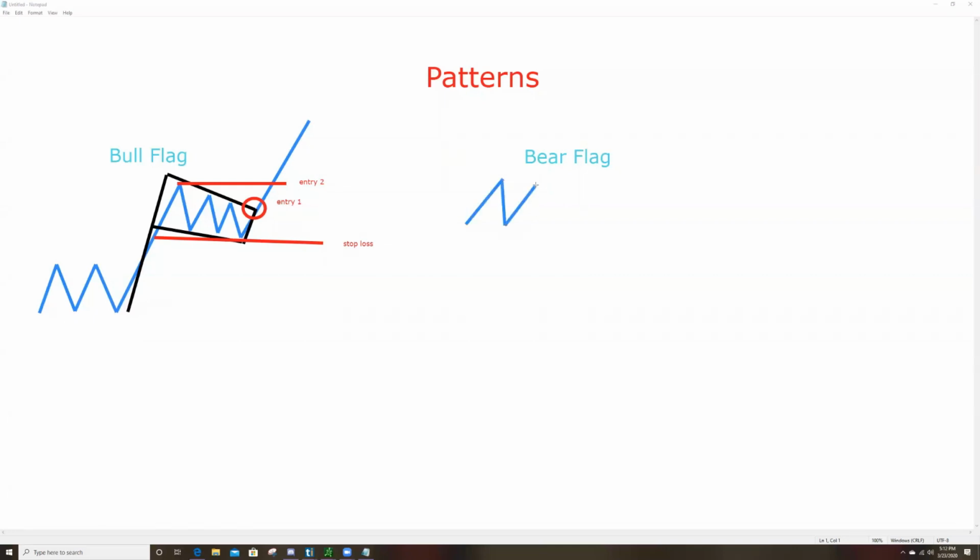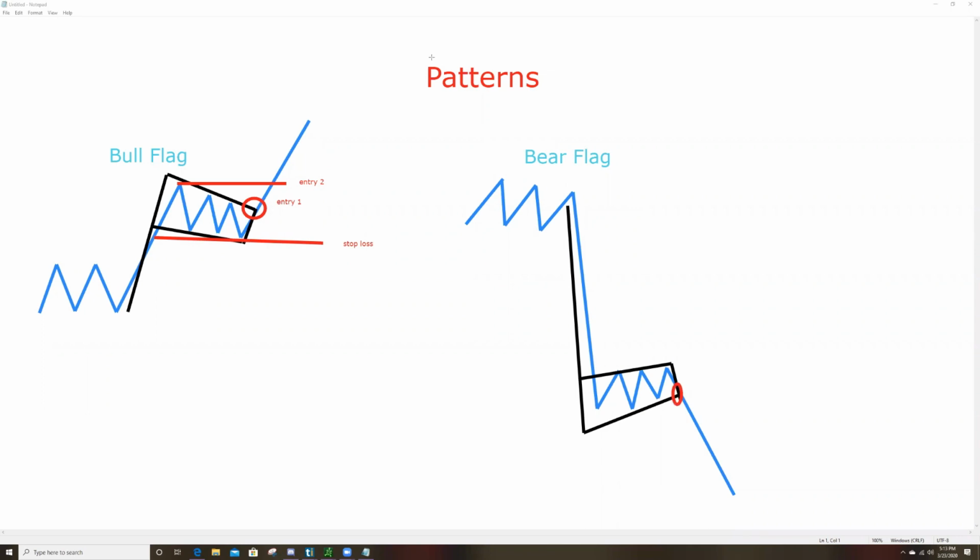Now, just like a bull flag, a bear flag is the exact same thing, just upside down. So a bear flag is going to be in a downtrend situation. And basically, when there's a strong downtrend, there's going to be a consolidation period, which is the flag, and then another strong move. So as we can see, we have the pull and the flag as depicted by the black lines.